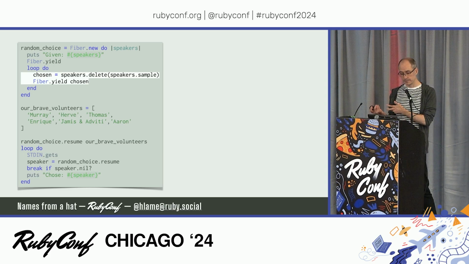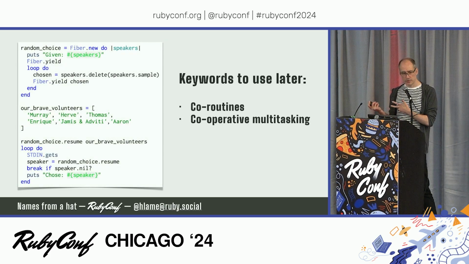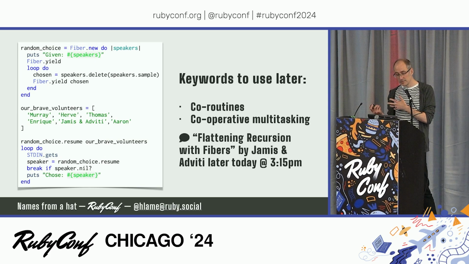the fiber yield call. The keywords that you can use to Google later for this are coroutines or cooperative multitasking, or like go to the session being run by Jamis and Adviti later about flattening recursion with fibers.